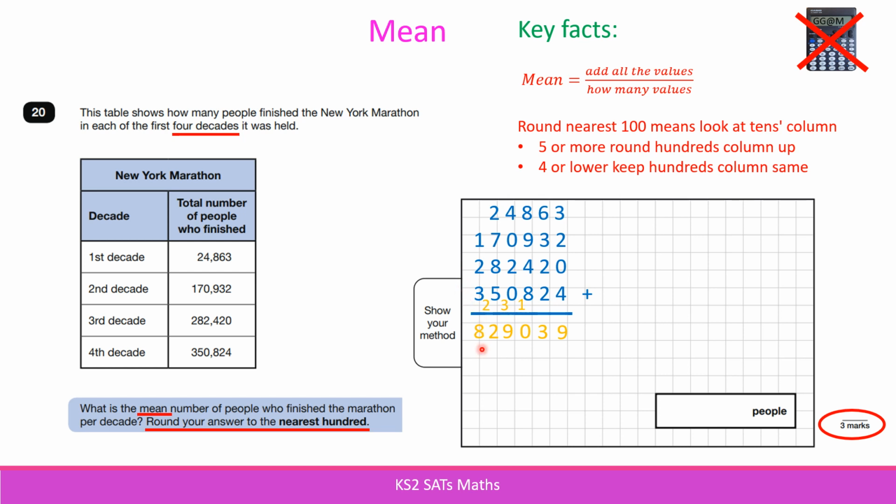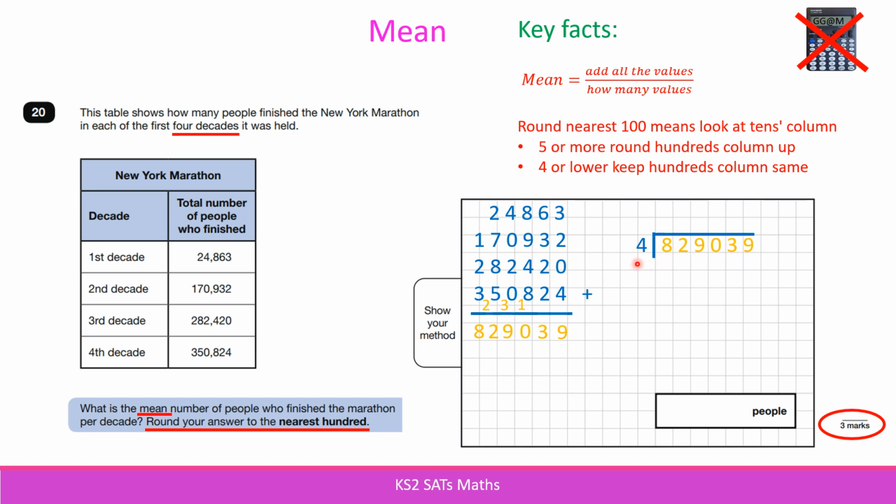So I've got 829,039. Now that is the total of all these numbers here. So you will get a mark for working out the total of all these numbers. Then you've got to divide it by 4. So to find the mean, we've got to divide this number by 4. And for getting the answer to this stage, that will give you your second mark.